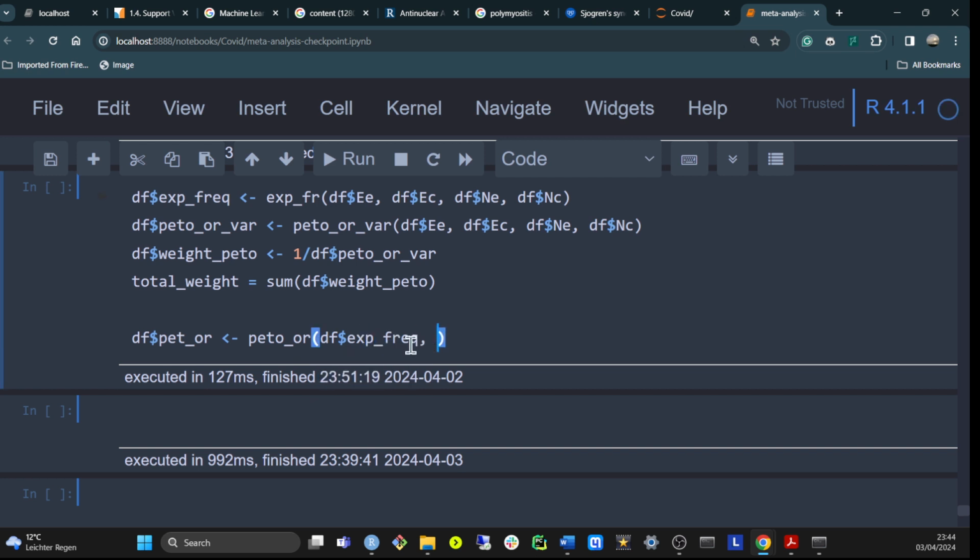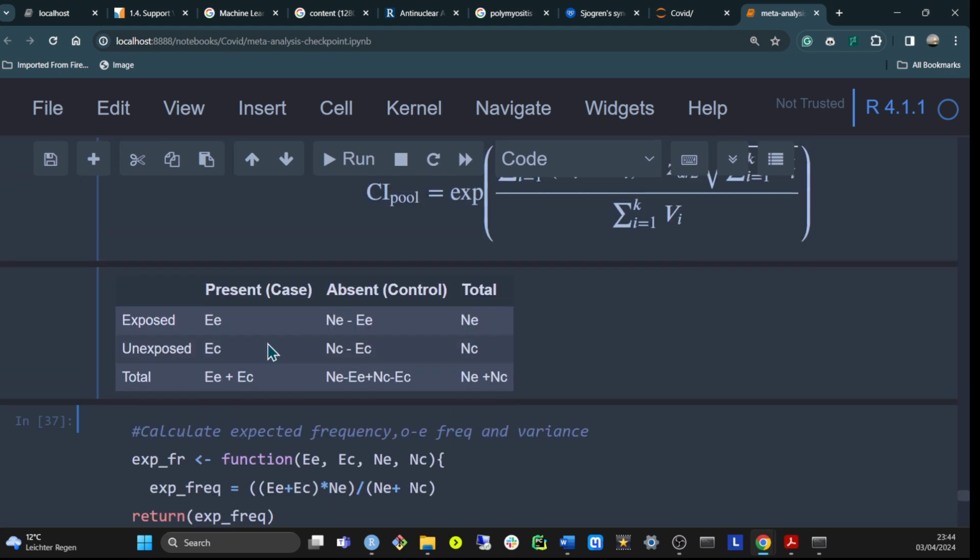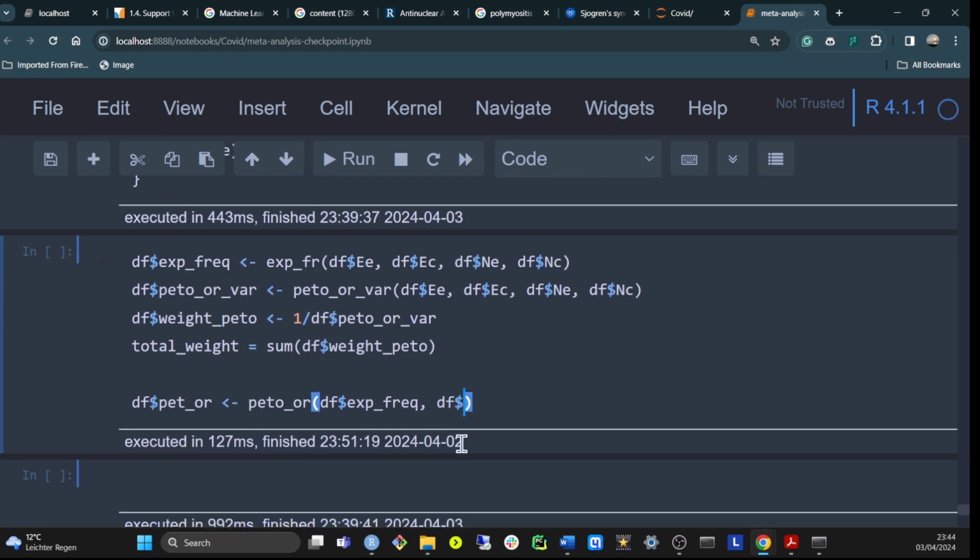Maybe to get it better, I put it down here. Then once I have that, it's usually recommended to report in 2 significant digits. Then I will round it into 2 significant digits.